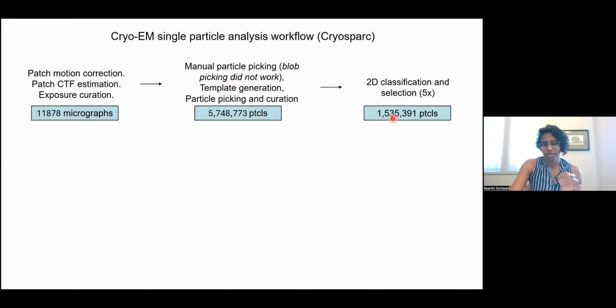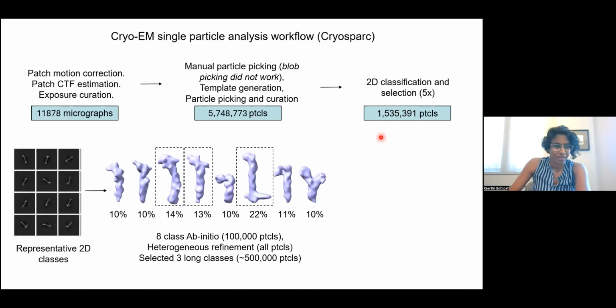One thing that was really critical at this point was the several rounds of 2D classification to clean up the samples. These are common sense things, but at the time it was a learning curve for me. Okay, and from these 2D classified particles, these are the representative 2D classes. We did an 8-class ab initio reconstruction. We would always get these smaller volumes that we discarded, and then just worked with the long, what looked like full-length volumes of RRE.